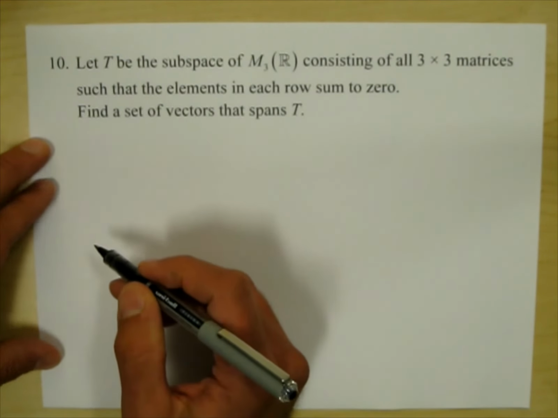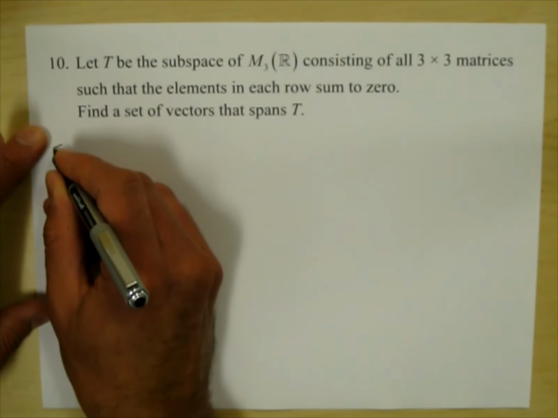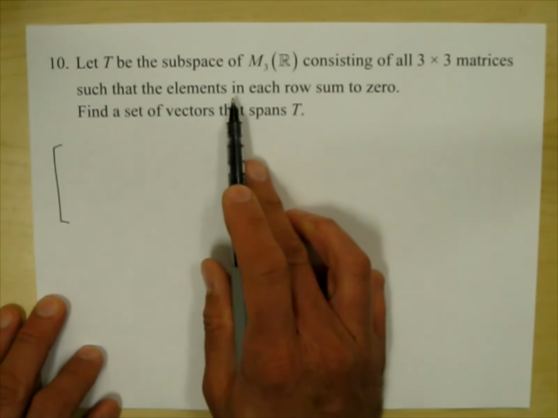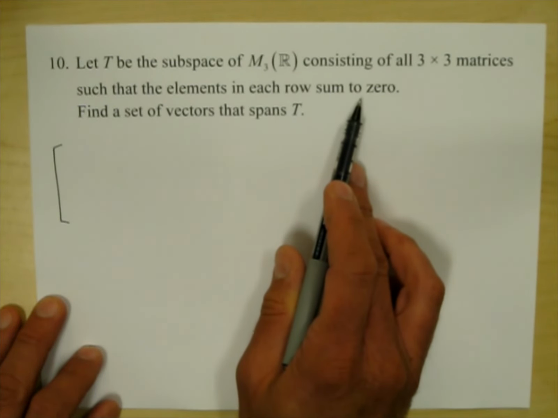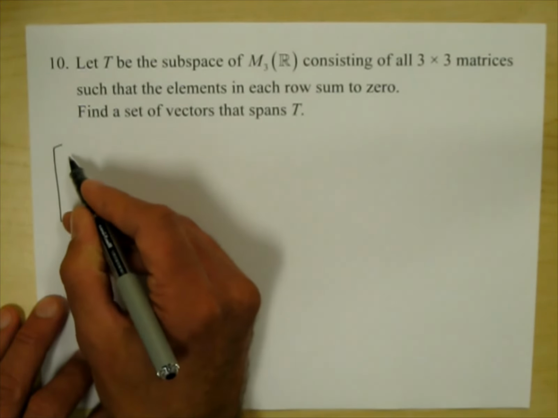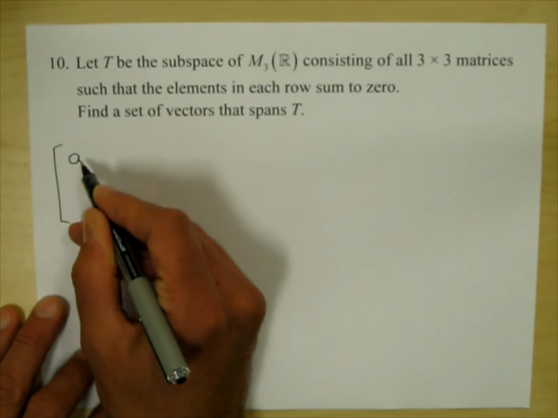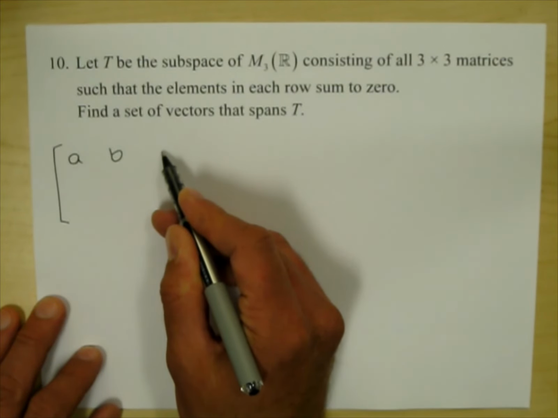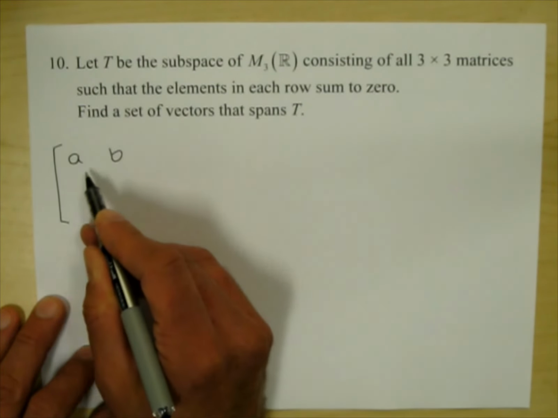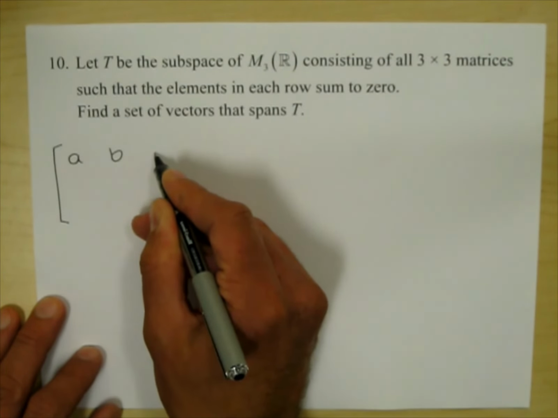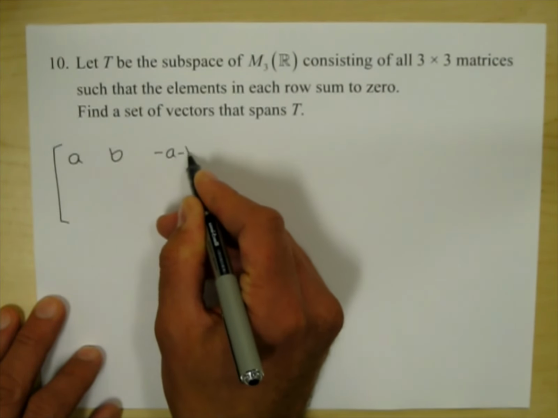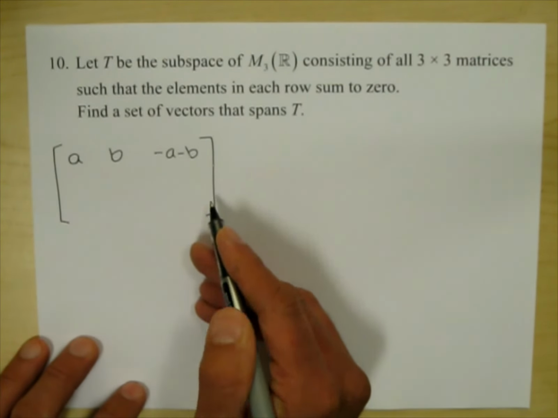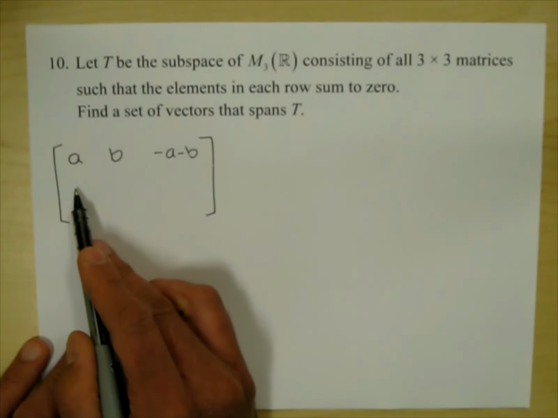So let's go ahead and write out our representative matrix here. It says elements in each row sum to 0. So I am free to put anything in the first spot. I am free to put anything there. But over here, I'm sort of bound. I have to make sure the first row adds up to 0. So this is going to be negative A minus B. Each row will sum up to 0. Am I free to put anything here?